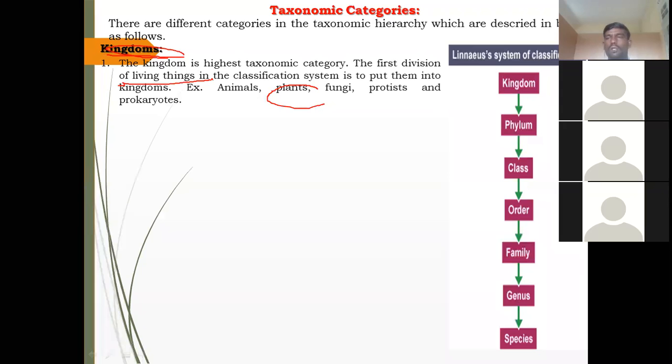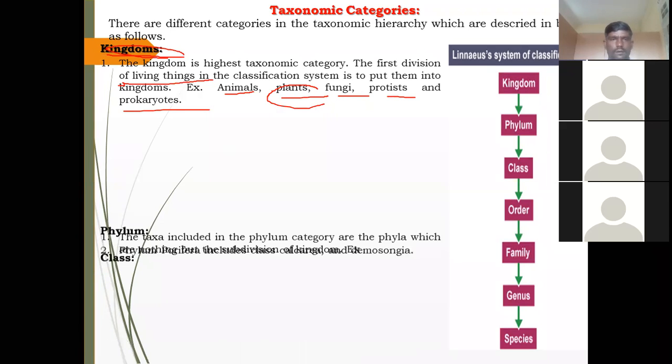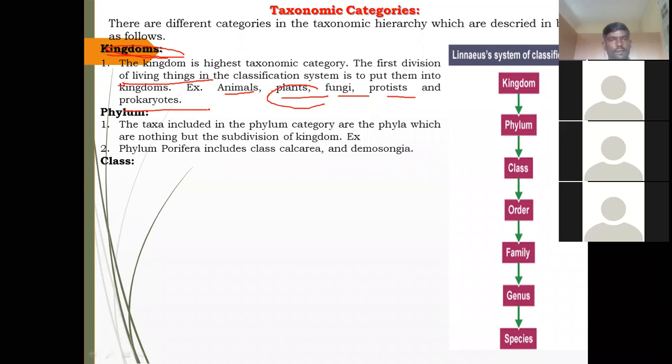They are put in different kingdoms. For example, kingdom Animalia, kingdom Plantae, then kingdom Fungi, Protista, and Prokaryotes. Do you understand? Yes, sir. Okay.